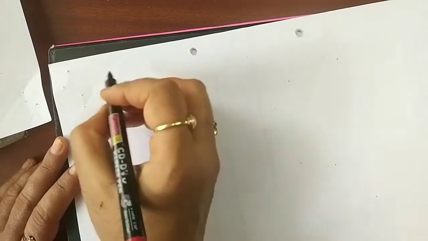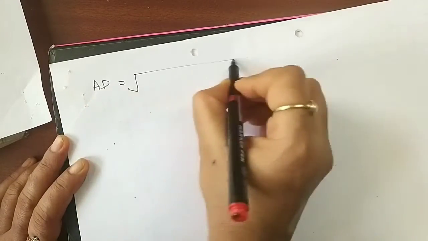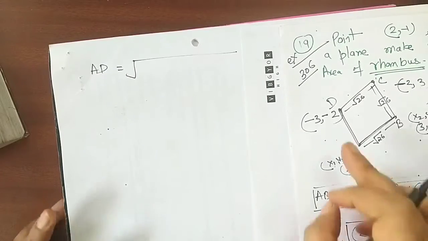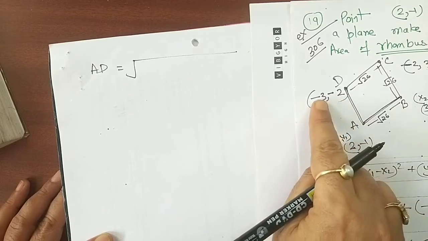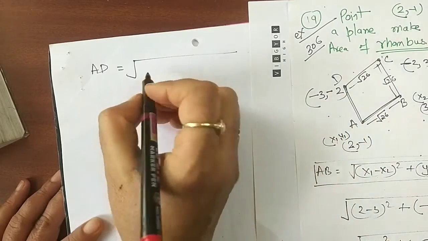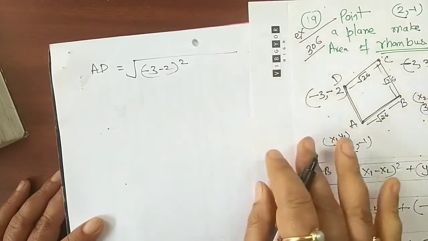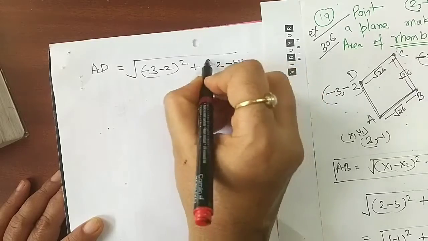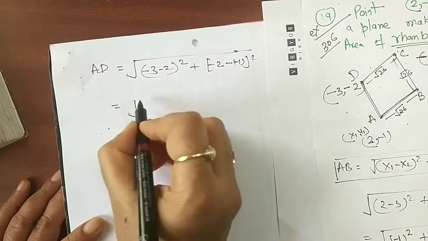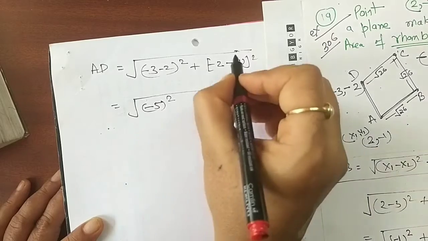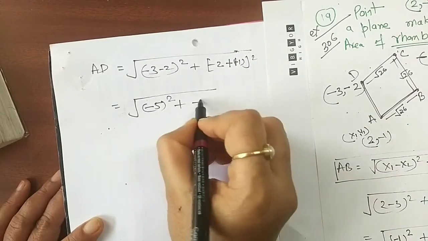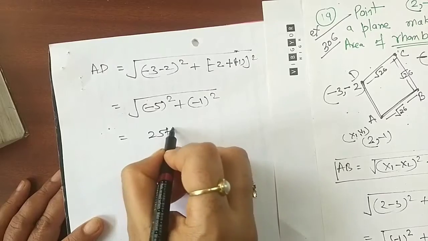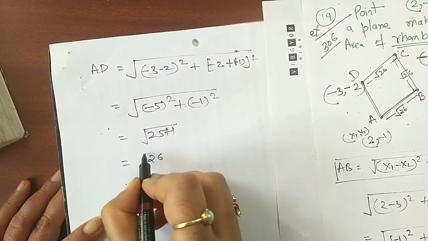So far all three are equal. So let me write down AD. My AD will be root of... so what I am doing, guys, is, here is my diagram AD. I am taking x1, x2, this is y1, y2. So minus 3 minus 2 square. This is this minus this. So minus of 2 minus of minus 1 whole square. So this will be minus 5 square. This minus and minus will become plus. So it is minus 1 square, which is 25 plus 1 root, which is root 26.